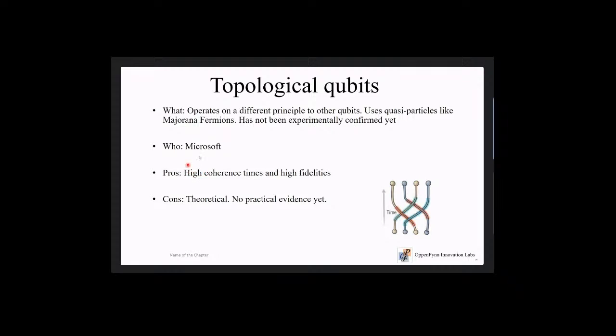The biggest pro with Majorana fermions is that they are very rugged. They are not susceptible to environmental noise. So you can have very high coherence times and high fidelities with it. The biggest problem is that it's established that these particles exist in theory, but there's no practical evidence for their existence yet. There's a lot of work going on to find these fermions, but currently there's no practical evidence for the existence of these particles.